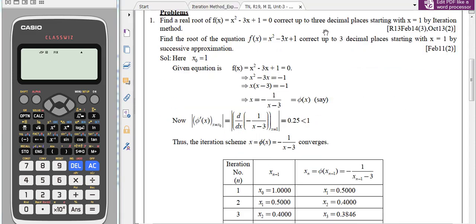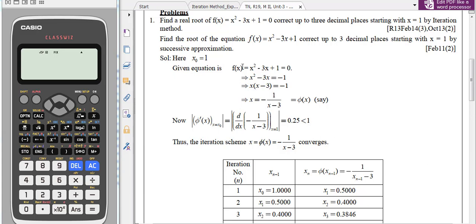Now I shall explain a solved problem on the iteration method. Here is the problem. Find the real root of f(x) = x² - 3x + 1 = 0 corrected to 3 decimal places, starting with x = 1, by the iteration method. Starting with x = 1 means 1 is to be considered as the initial approximation, and hence here the x0 value will be equal to 1.